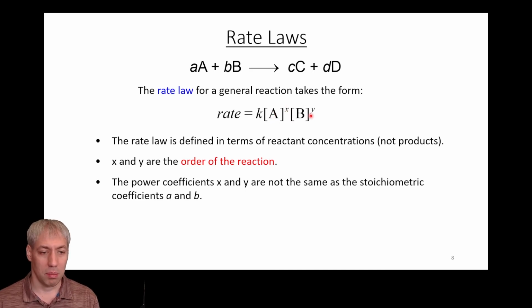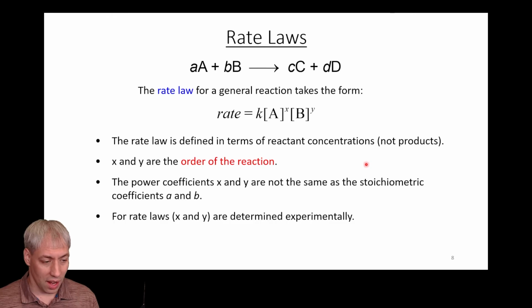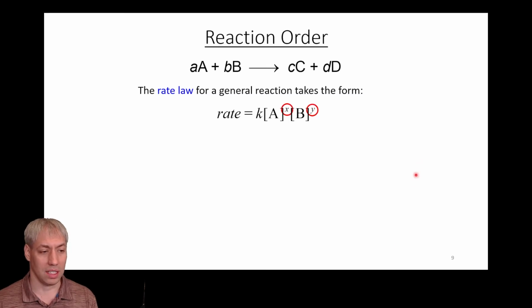Something really important to note, and it's easy to confuse this, is that these x and y's are not dictated by the stoichiometry here. That's not what these x and y's are describing. It's telling you something very specific about how the reaction happens, not just the stoichiometry of things that you put together. And so those are the order of the reaction. The hard part about this is that for rate laws, x and y have to be determined experimentally. It's not something you can just look at the formula and determine what x and y are. You have to learn something about the actual reaction as it progresses.